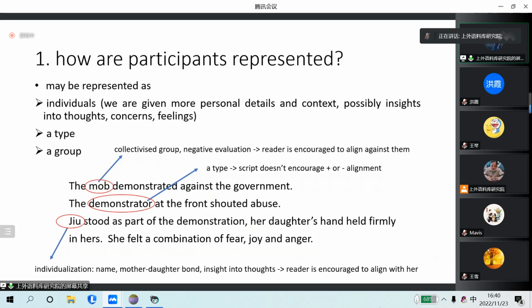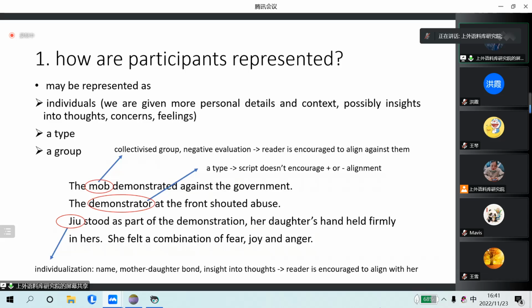All these 3 sentences. But in the first one, we name the participants as a collectivized group. They're a mob. That's a negative evaluation. A mob is like a lynching mob, you know, from the cowboys. And this mob is demonstrating. So we're not exactly encouraged to like what they're doing because they're a mob. We're encouraged to align against them because of the negative evaluation.